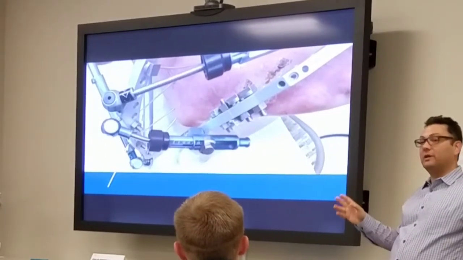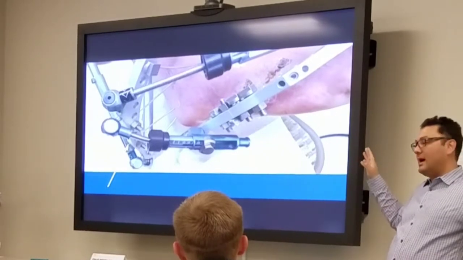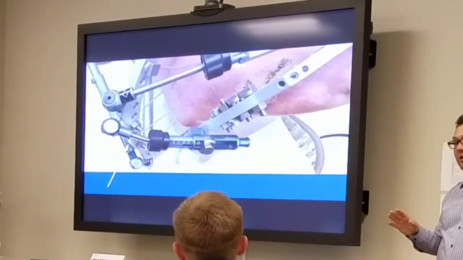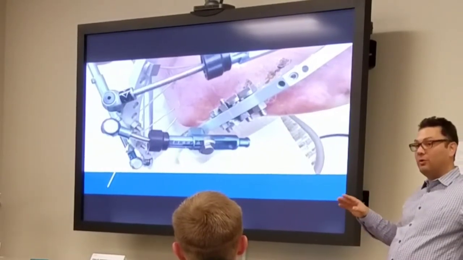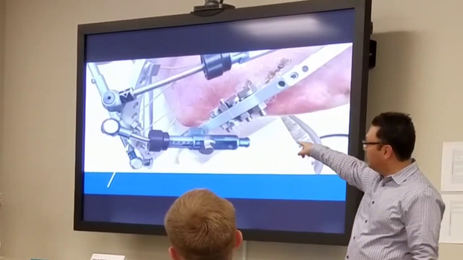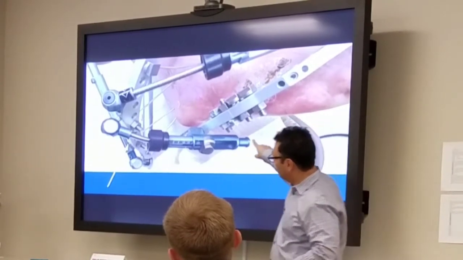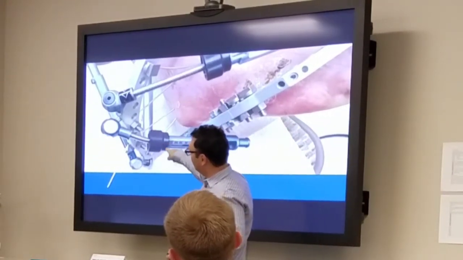So right now she's walking on it, but since she has the screws in there already, you'll see, I'm probably going to take her back and do a calcaneal osteotomy, because it's now in a fixed position. You see how much pressure there is, how you can bend the rod. There's nothing impinging. This is just from plate to plate with the bend.